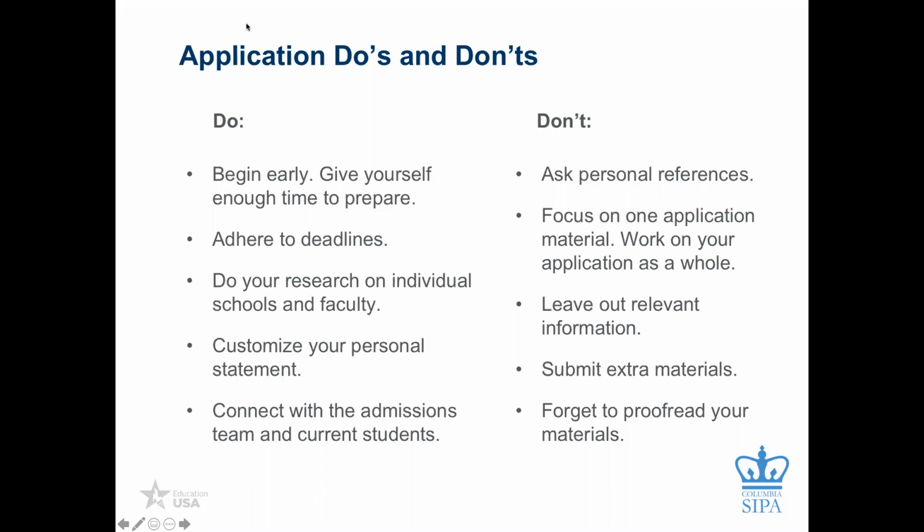You don't want to focus on one application material. Many times our application review process is holistic. So instead of focusing on one part like your GRE or your transcript, you should focus on preparing your application as a whole. How can you strengthen each element? It's not going to be likely that people will be denied for only one aspect of their application. So if you think of it in that way, then you can increase your chances of getting a more favorable decision.